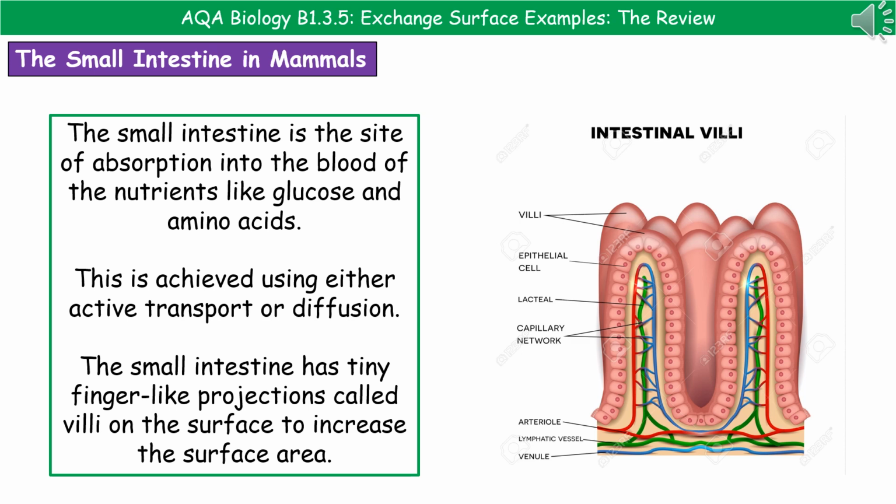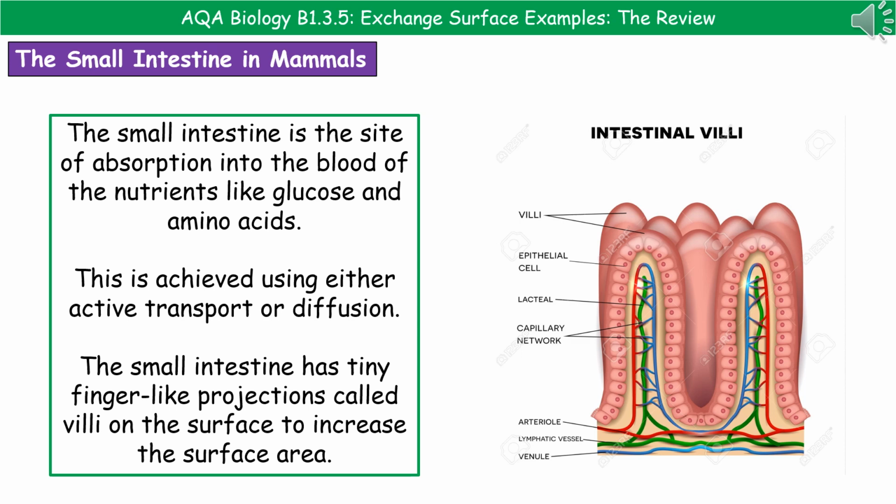Hopefully we do remember that the small intestine is the site of absorption into the blood of the nutrients we need. So things like glucose, the amino acids, etc., all getting absorbed into our blood through the small intestine. The way that that's done is either by active transport or diffusion. Now, to help out with this, because the small intestine is to all intents and purposes like a tube that everything passes through, then we obviously need that stuff to travel from the actual intestine into our blood quite quickly.